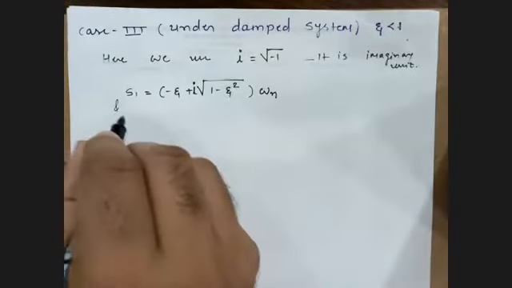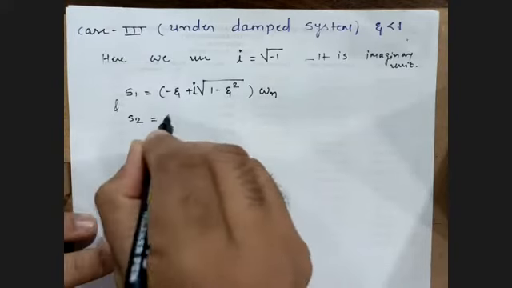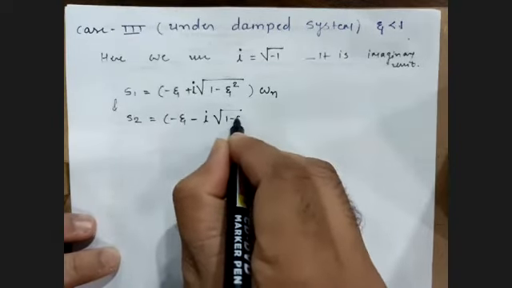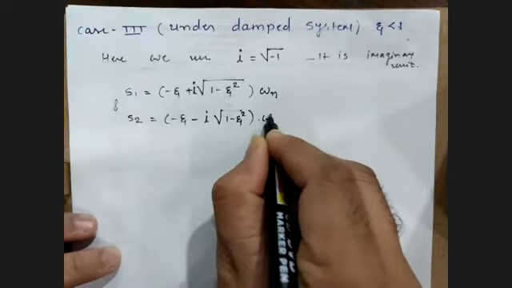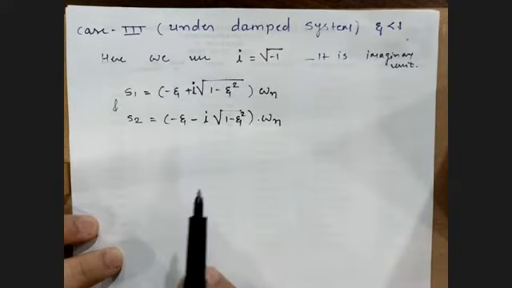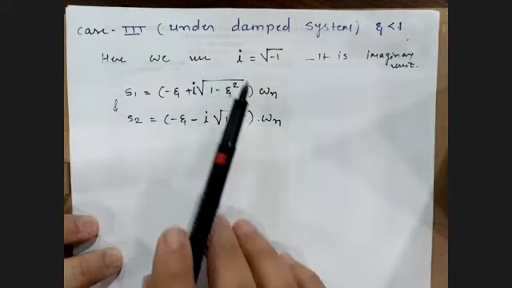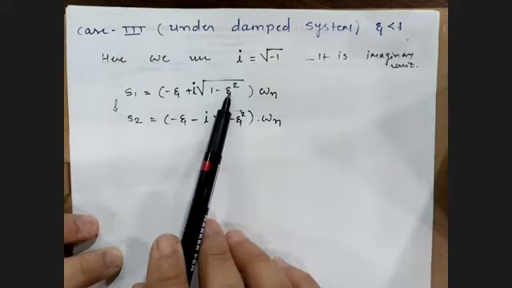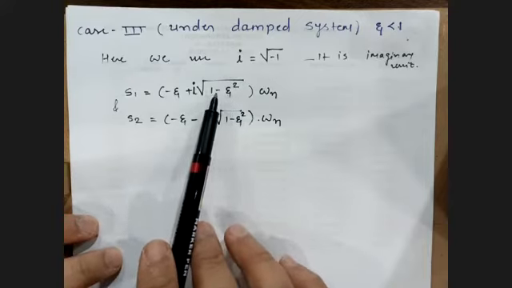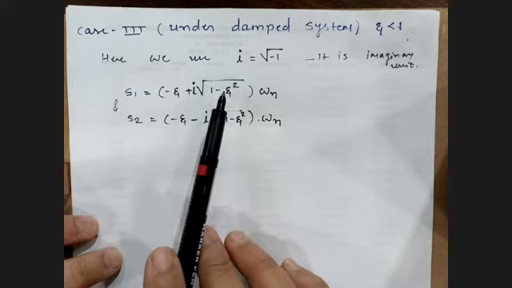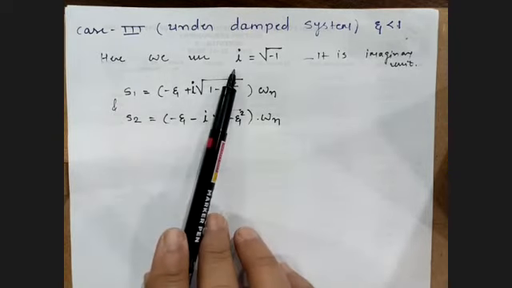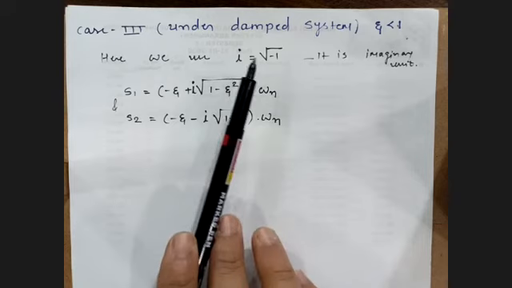Similarly, s2 is minus zeta minus i under root of 1 minus zeta square, into omega n. So these are my two roots. Why have we changed the roots? Because the zeta value is less than 1, we get imaginary roots, and this is how we can deal with imaginary roots, by introducing the imaginary unit i. These are the two roots now.